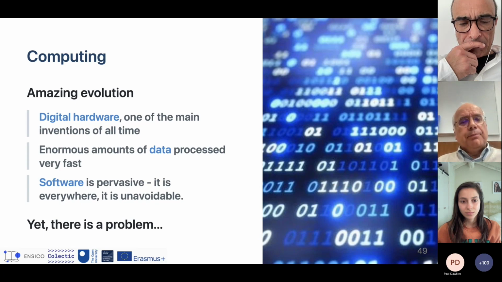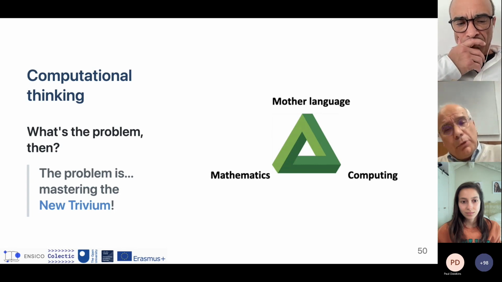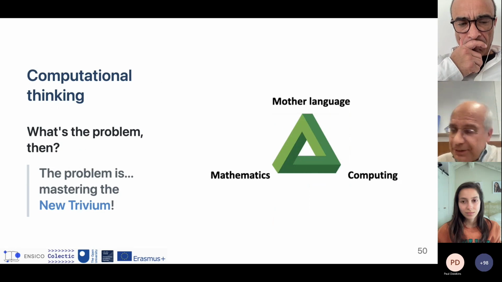And what is the problem? The problem is far from being solved or softened. The problem is the new trivium, mastering this new trivium. Because now you need to know three things very well. You need to be able to express yourself in your mother language, or a foreign language, it is the same. And we want to communicate our mental models to computers, but computers only understand mathematics. So we now have to play this triple game of being able to express ourselves in these ways, where the computing part is the mechanical part, of course.